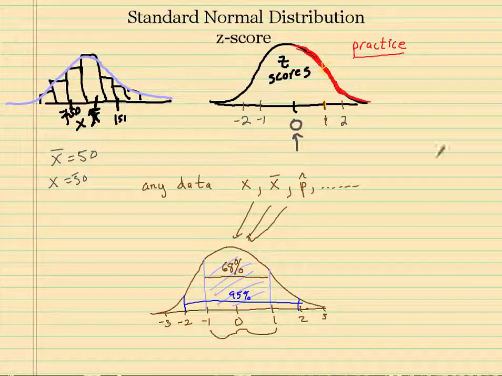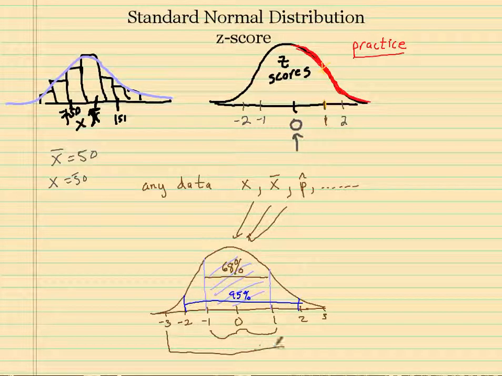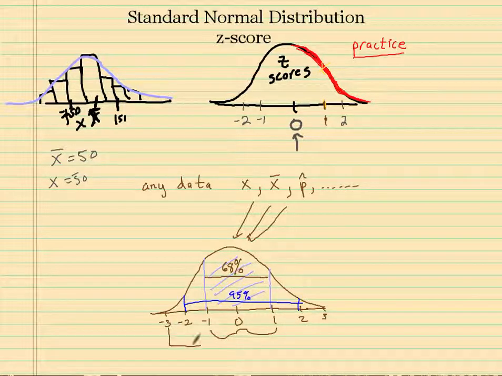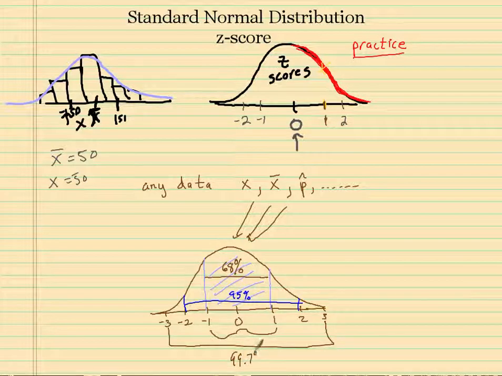And the last one we learned was 99.7% will fall within 3 standard deviations, from here all the way to 3. So 99.7%. Remember, this was the empirical rule.